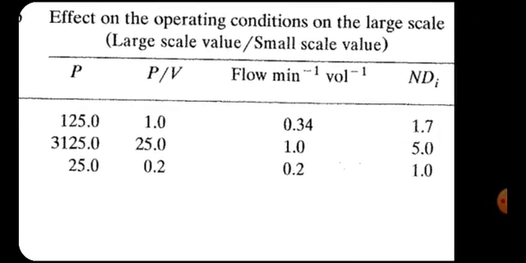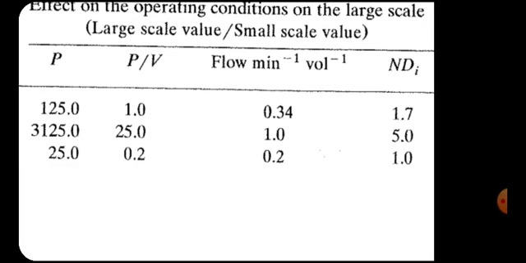In flow per minute per volume, the second row shows a value of 1. This means that here the flow rate is constant, means the value of flow rate at small scale and at large scale are the same. That is why the ratio is 1. And NDI means it is impeller tip speed. So at the last row it is showing 1. That means here the impeller tip speed at small scale and large scale are the same.